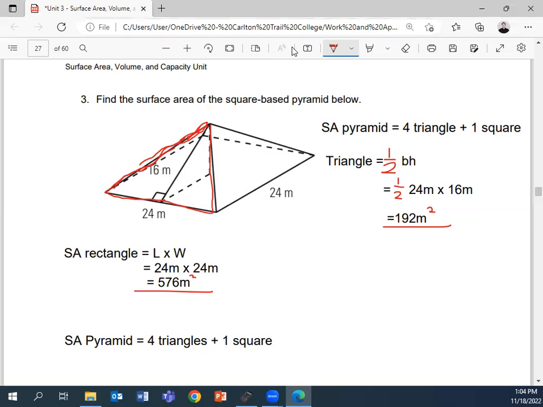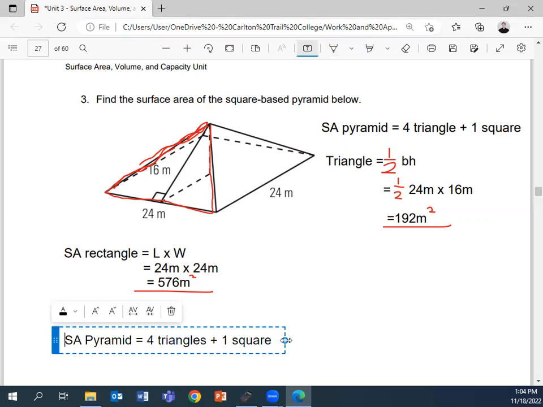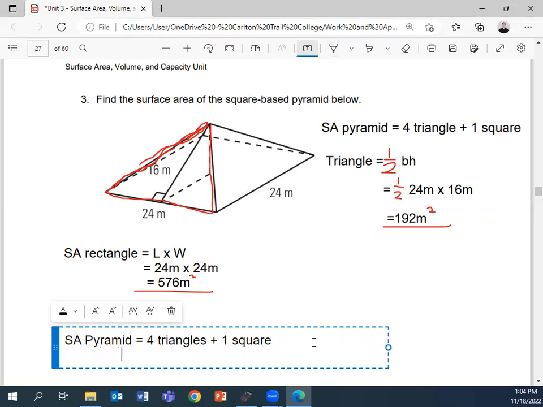Well, the formula is the same. It's technically the same thing. All right, so there's 2 ways you could do this. If I have 4 triangles, it's just 192 plus 192 plus 192 plus 192. You can also do it just 4 times 192 meters squared, plus, well, 1 square is just 576. Does it make sense where all of a sudden I'm using times here?